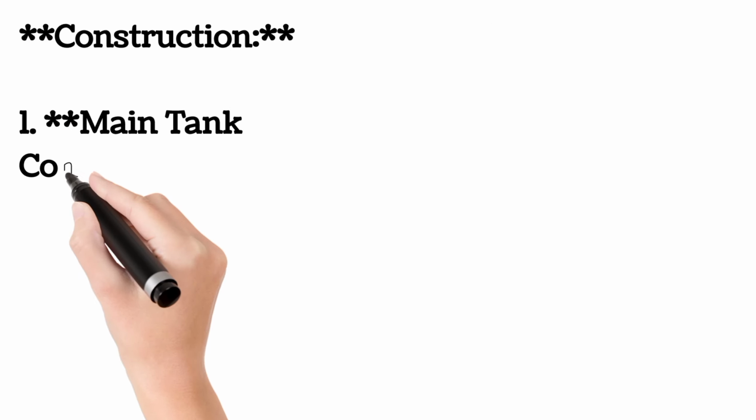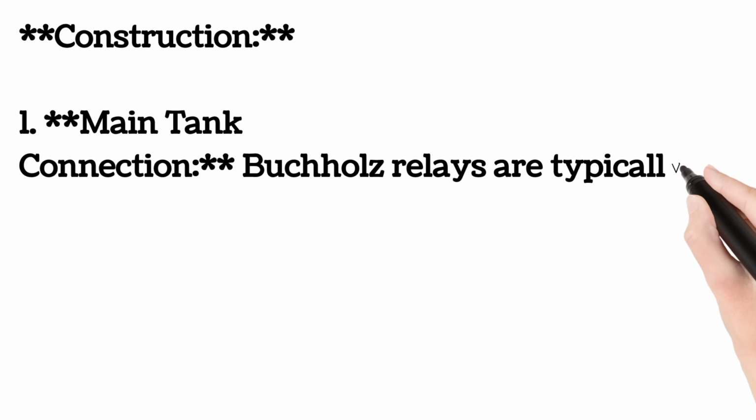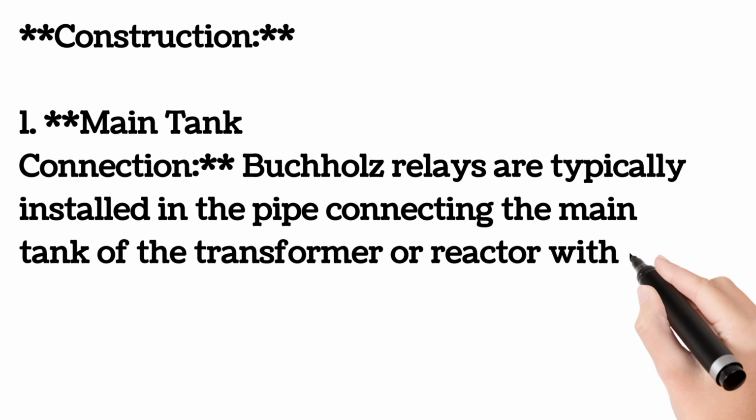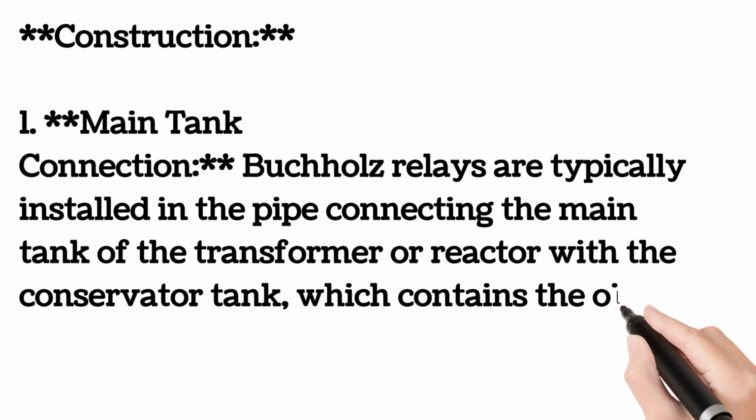Construction. 1. Main tank connection. Buchholz relays are typically installed in the pipe connecting the main tank of the transformer or reactor with the conservator tank, which contains the oil expansion space.